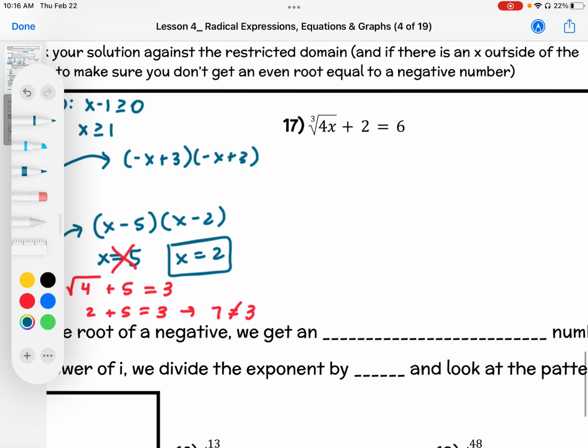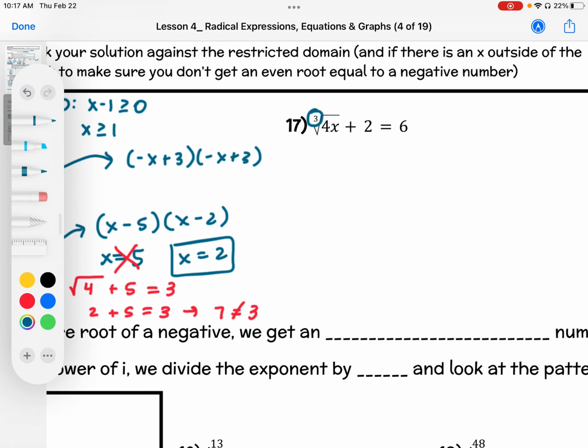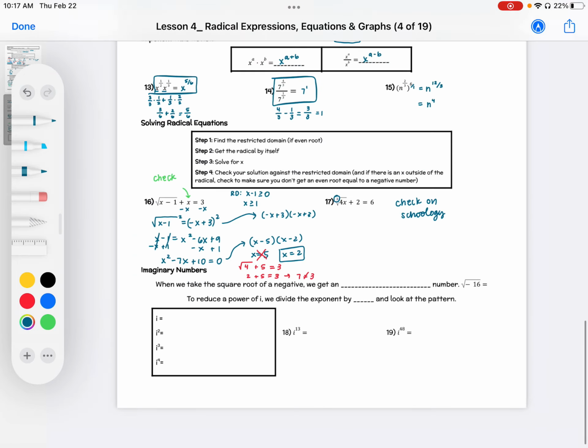All right, I want you to solve the next one on your own. Because it's a cube root, you do not need to isolate, but make sure to check your answer on Schoology. I'm sorry, you do need to isolate. You do not need to find a restricted domain.